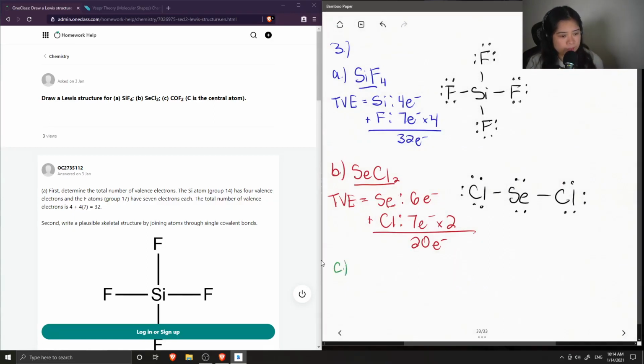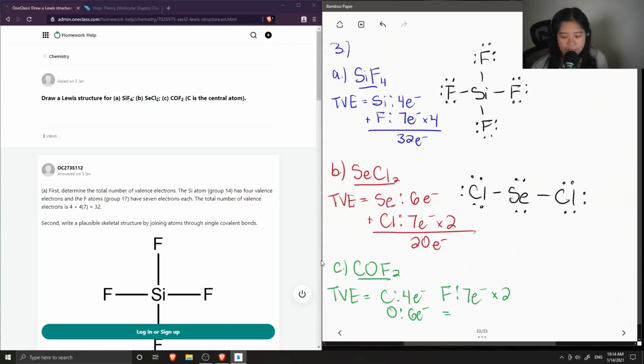And now we need to do the last compound. And they gave us a hint that carbon would be the central atom, so that's good. So now let's calculate the total number of valence electrons. Carbon has 4, oxygen has 6, and fluorine has 7. And there are 2 fluorine atoms, so we just multiply this by 2. So if we add these all up, we get a total of 24 valence electrons.